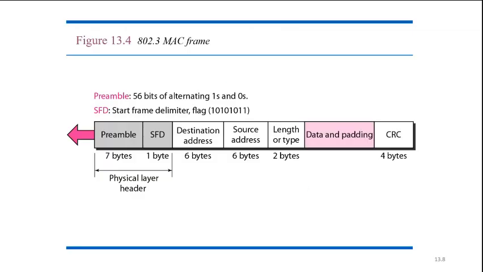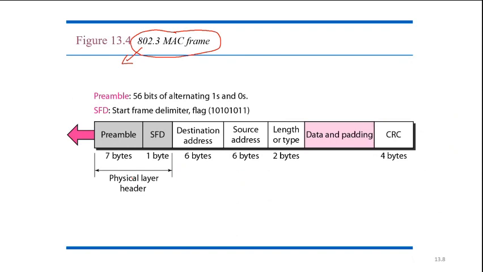Okay, so now we will be going through the different frames, how the frames are defined for each of the different standards or different protocols. So the 802.3 standard is there. For the 802.3 standard, what is the frame basically? What is the size of the frame? What different components constitute the frame? So we will be looking at that.